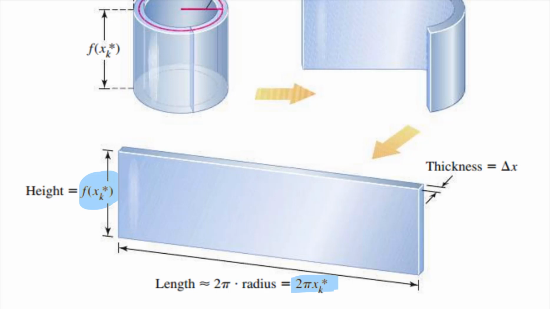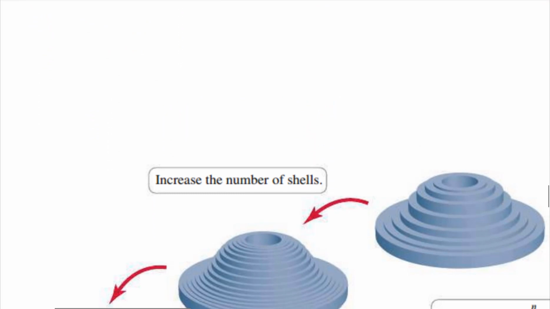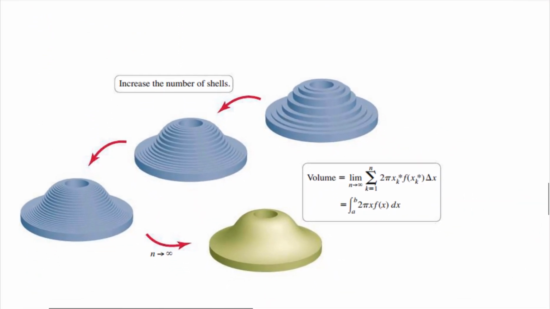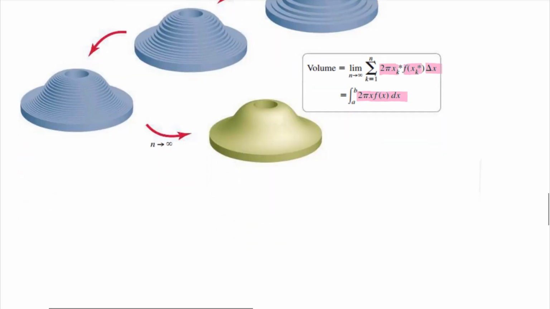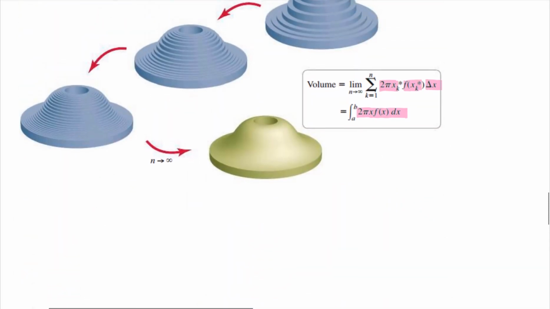So here is our new formula that we're going to have. We see that we had it all in terms of sums, where it was 2 pi times x, 2 pi r, that's the circumference, times the height, times delta x. But as we take that limit as n tends towards infinity, we end up with our formula: 2 pi x times f of x on the interval from a to b. There's our formula.